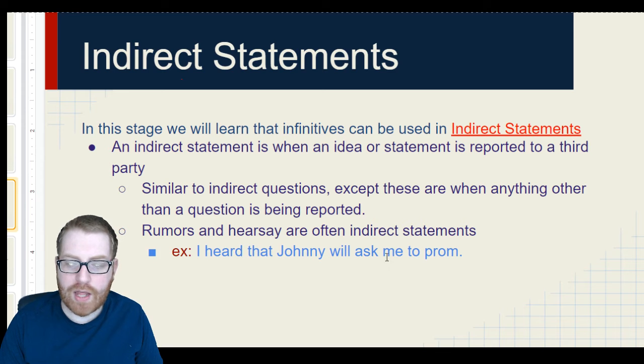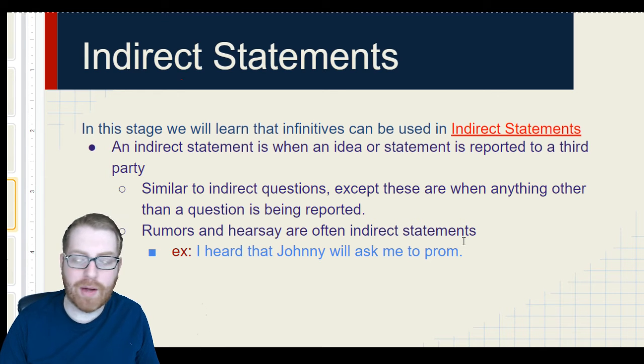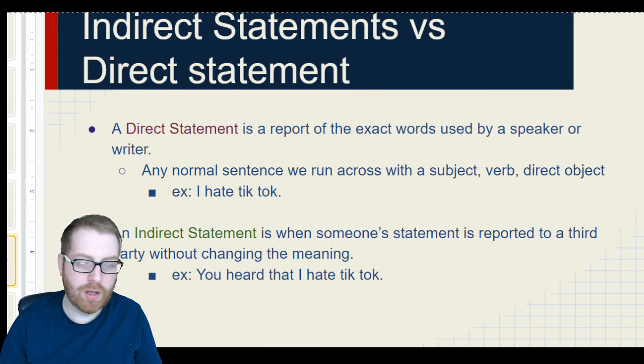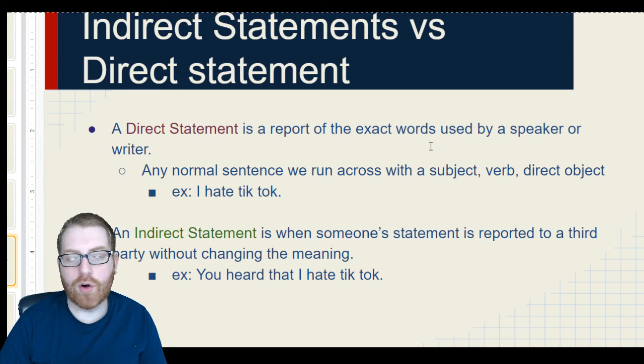I heard that Johnny will ask me to the prom. That is an indirect statement. You weren't there with Johnny when he said, I'm going to take her to the prom. You heard it from somebody else. So that means it's obviously not directly told to you. The direct statement would be, Johnny will ask me to prom. But she didn't overhear that. She wasn't there. It was reported to her. All right. So again, a direct statement is a report of the exact words used by a speaker or writer.